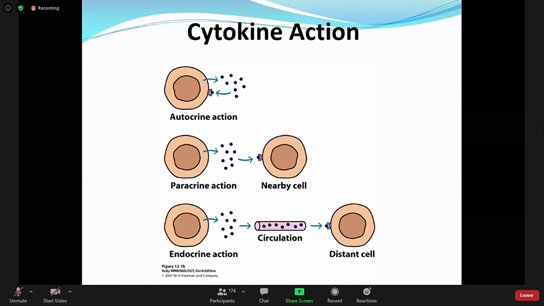Then cytokines might have an autocrine action. In other words, the cell itself has a receptor for that cytokine. So it produces the cytokine, and this can come back and stimulate it to make more cytokines or whatever. Paracrine refers to a normal mixture of cells, where production of the cytokine will stimulate nearby cells. And then endocrine is similar to hormones, where the cytokine can circulate through the system and then activate cells in different parts of the body.